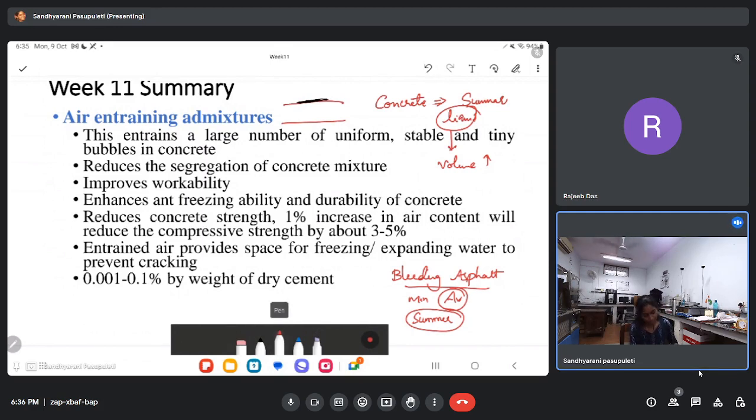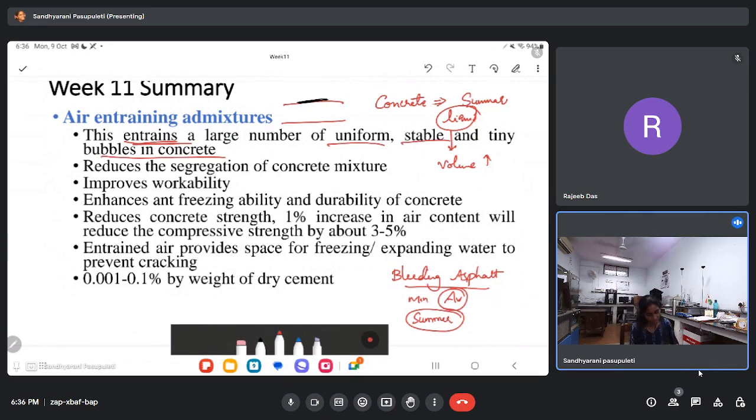In a similar way, the admixture is used because it provides uniform, stable, teeny bubbles in the concrete. So it provides very teeny bubbles in the concrete.